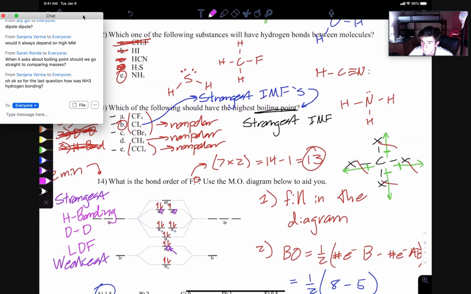So someone said, when it asks about boiling point, should we go straight to comparing masses? No, you only compare masses if they all have London dispersion forces. So the first thing you want to do is look at the type of intermolecular forces there are. If they're all London dispersion forces, then you look for the molar mass. But if there's a mix, then you look for the one that has the strongest type of intermolecular force.